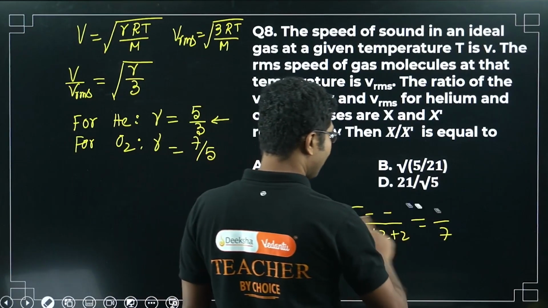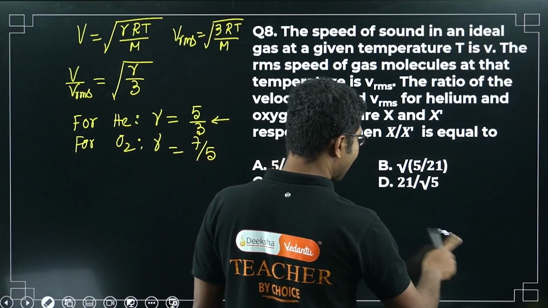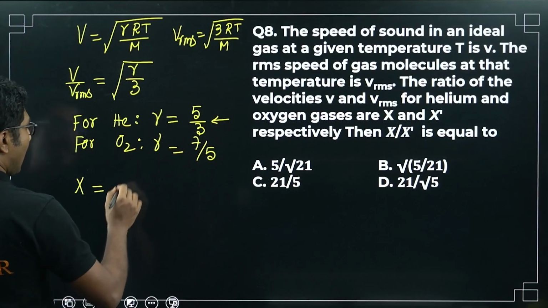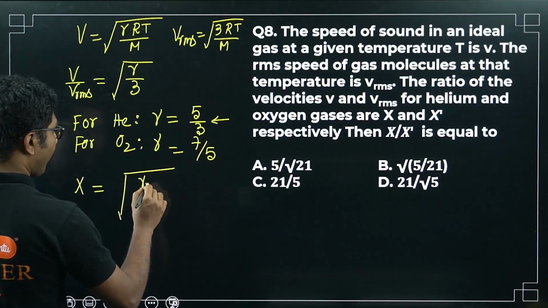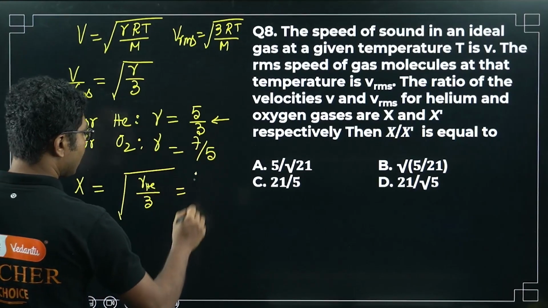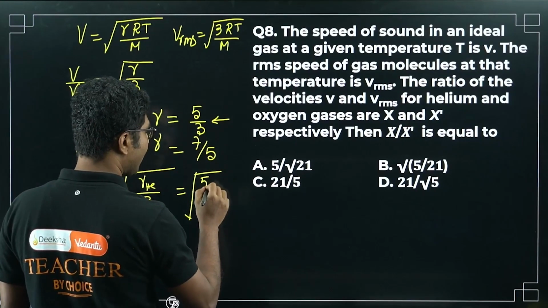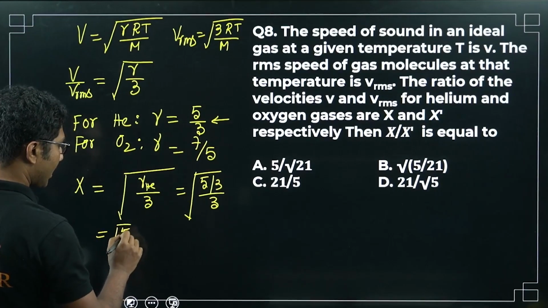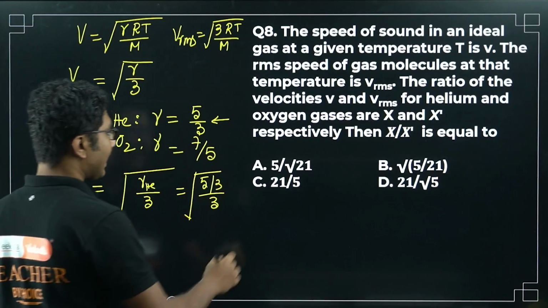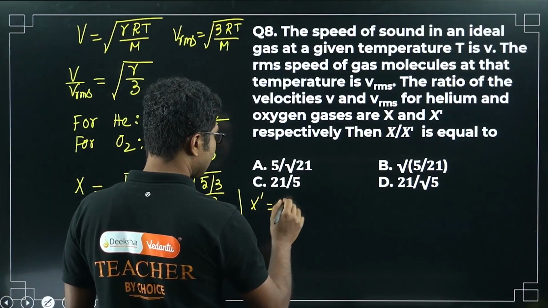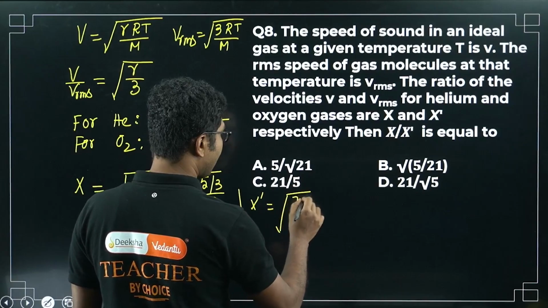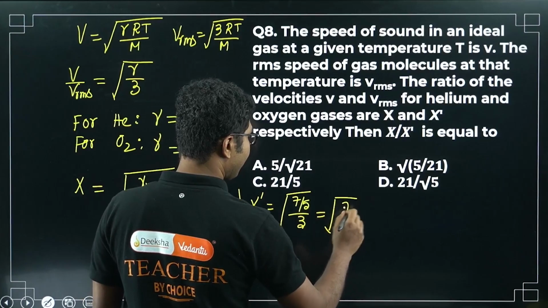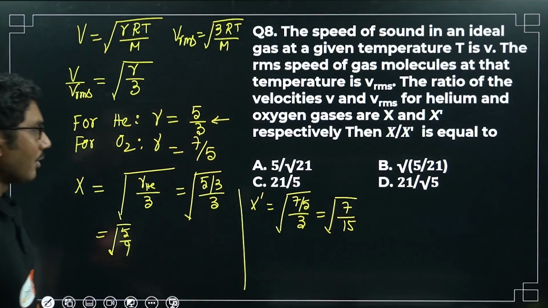Now we have to use the given information that X is for helium and X dash is for oxygen. So X will be equal to square root of gamma for helium divided by 3. Now what is gamma for helium? Gamma for helium is 5 by 3. So 5 by 3 divided by 3, that is square root of 5 by 9. Now what is X dash? X dash is square root of gamma for oxygen, that is 7 by 5 divided by 3, so it will be square root of 7 by 15.